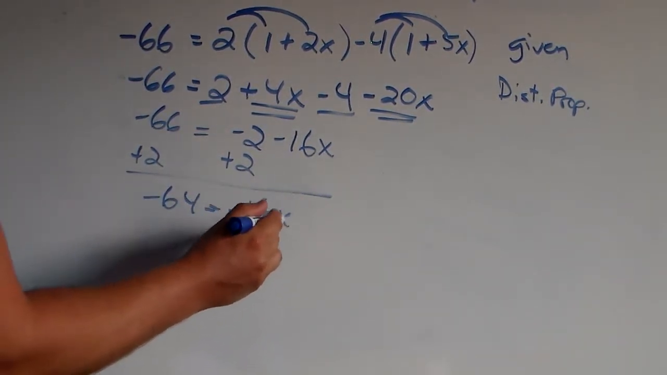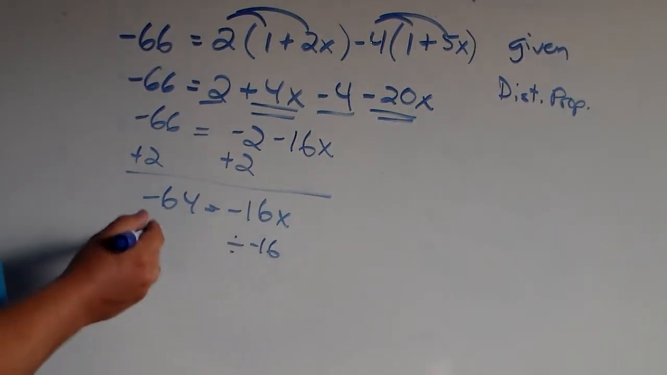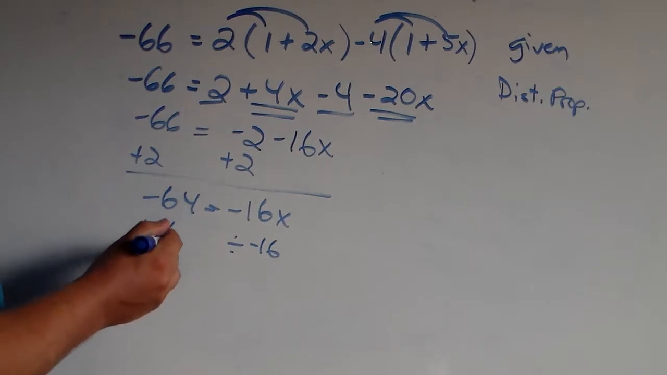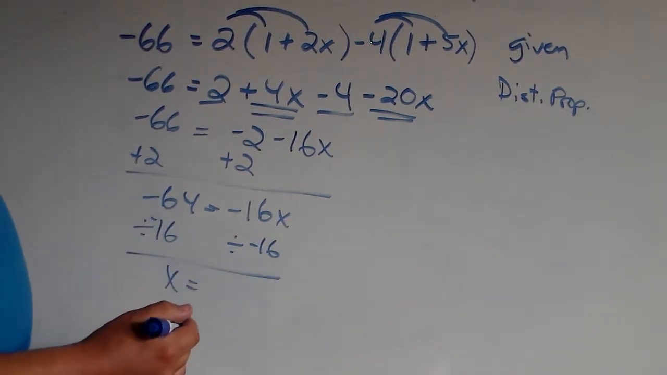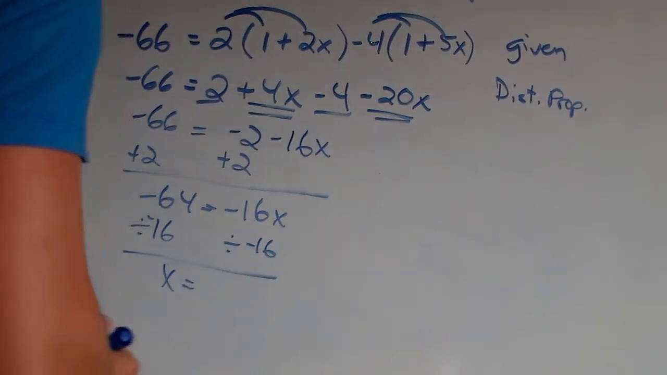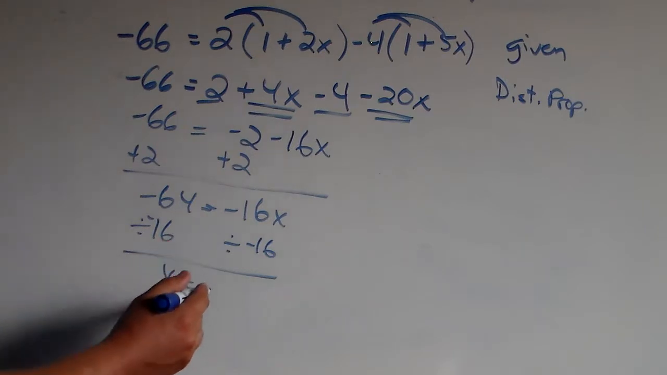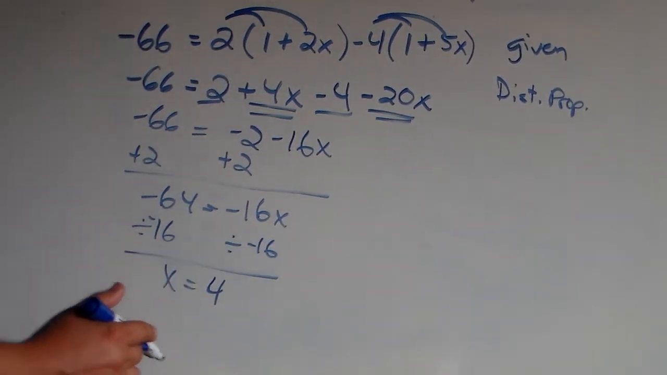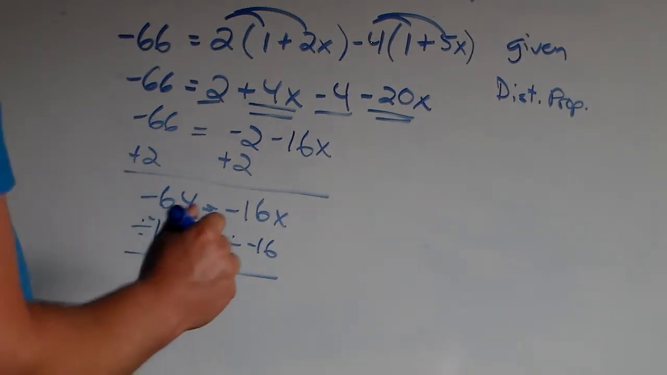Equals negative 16x. We then divide by negative 16 and we get ourselves x equals, I believe that equals 4. Yes, it does. X equals 4. Because negative divided by negative gets you a positive.